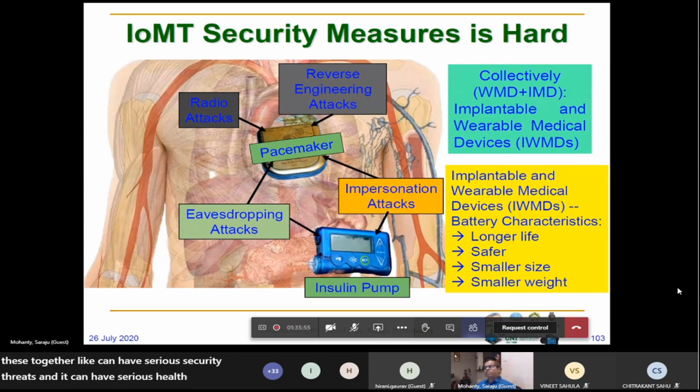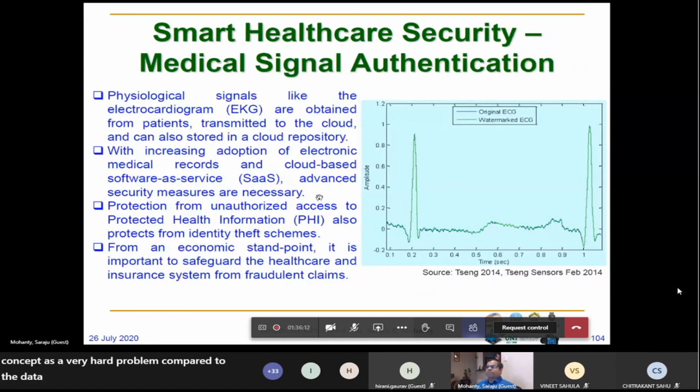For example, if a battery gets drained, you want to, let's say, replace the pacemaker. That is a serious surgery process, which is a life-threatening surgery. So that is why I consider IoT device security a very hard problem compared to data privacy and so on. And this is another important point that I wanted to bring to attention.